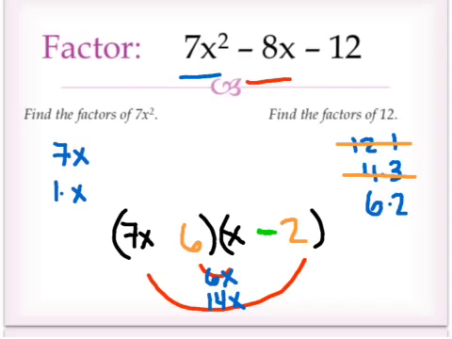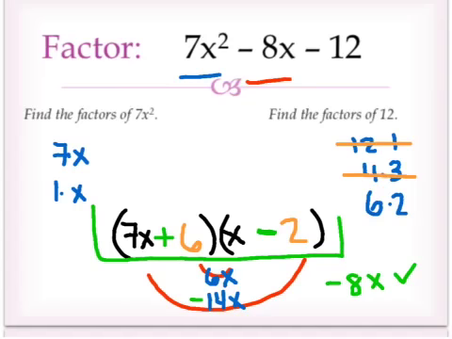And they're different, so I know the other guy is going to be a plus. So positive 6x minus 14x, and adding those together, I get a negative 8x. So hooray, I did it right, and here is my trinomial factored.